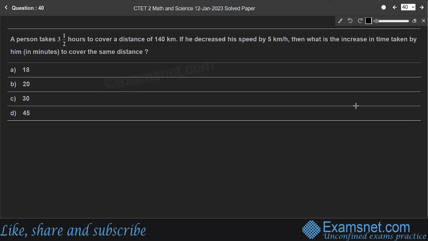Question 40. A person takes 3.5 hours to cover a distance of 140 km. If he decreased his speed by 5 km per hour, then what is the increase in time taken by him in minutes to cover the same distance? So students, the person has covered 140 kilometers of distance in 3.5 hours. We know that speed is distance by time. So using this information, we can find his speed.